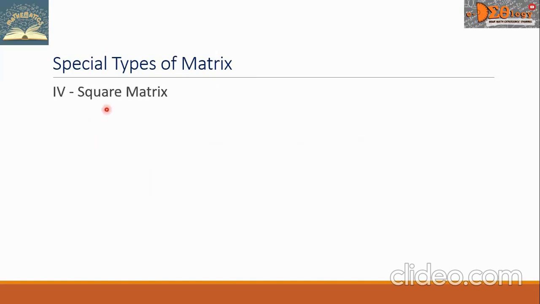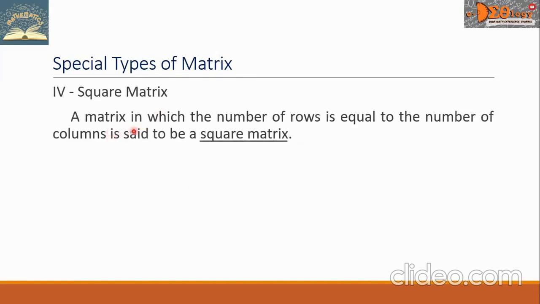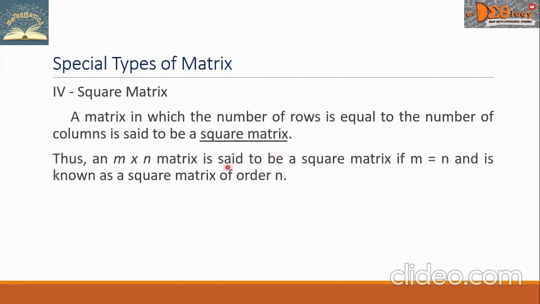Fourth type is square matrix. A matrix in which the number of rows is equal to the number of columns is said to be a square matrix. Thus, an M by N matrix is said to be a square matrix if M equals N, and is known as a square matrix of order n.